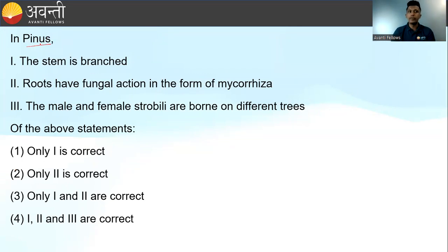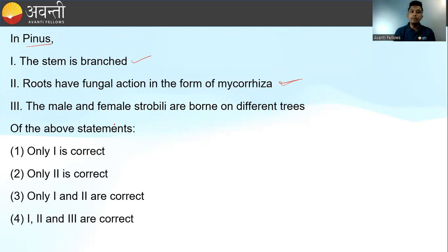Pinus is a gymnosperm, we know that, and the characteristic features of Pinus are well given in our options: the stem is branched. If you look at a Pinus tree, you can see that the stem is quite branched. It is very visible to us. The root system of gymnosperms has a very special association with fungi, which we call mycorrhiza. It is a symbiotic association where the fungi help in deriving a lot of nutrition, as well as giving protection and awareness of the environment to the Pinus tree. This beautiful symbiotic association appears in many gymnosperms, and it is called mycorrhizal association.